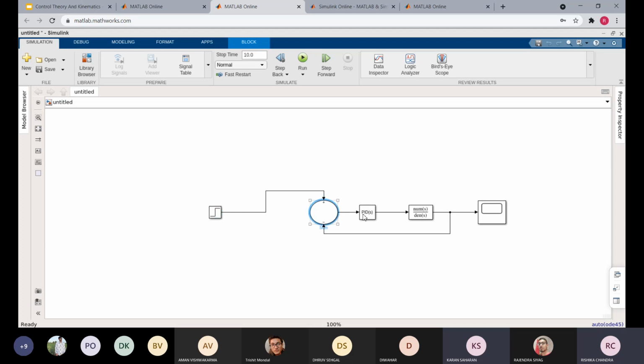This is summer. This is PID controller. This is the transfer function of your plant. This is your plant basically. Your PID controller is controlling this transfer function, this plant. And this is scope. Here you view the output. This is for viewing the output.